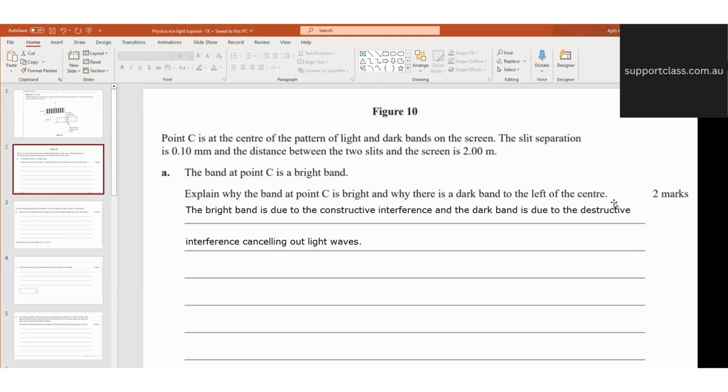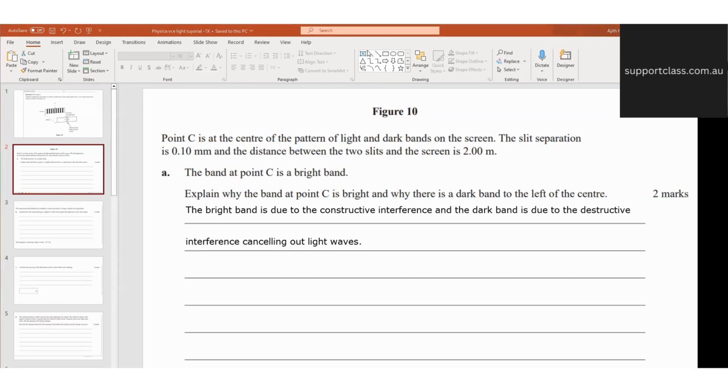So you said: explain why the band at point C is bright and why there is a dark band to the left of the center. The bright band is due to constructive interference. Yeah, good. The dark band is due to destructive interference, cancelling out the light waves. So then you can actually draw a diagram, you're free to do that, to explain what you meant.